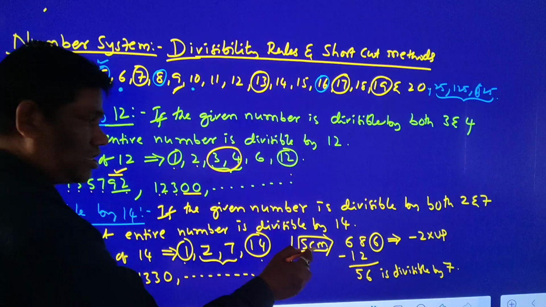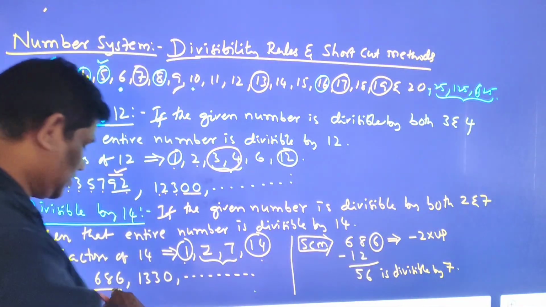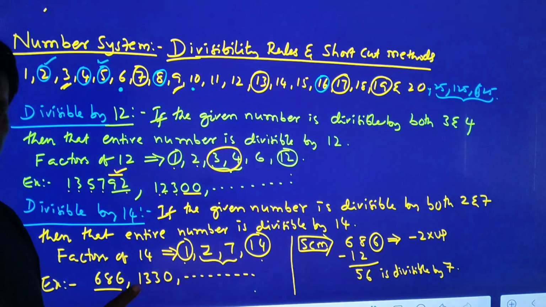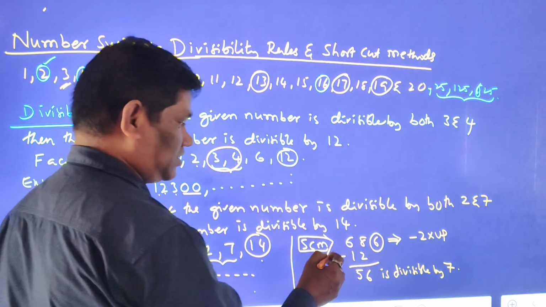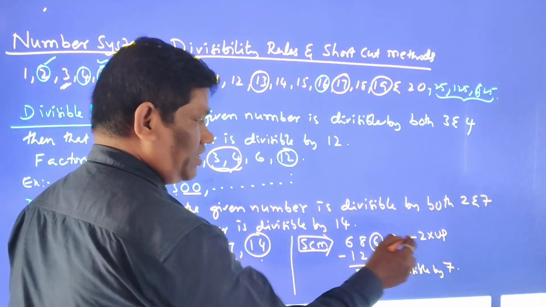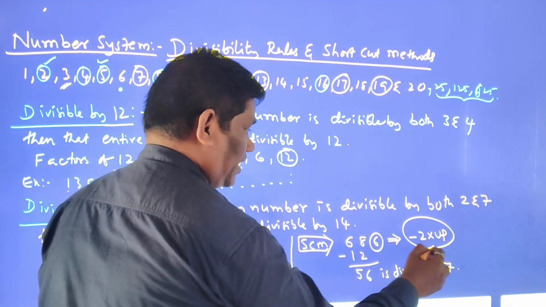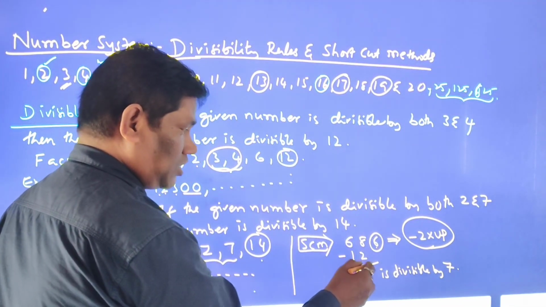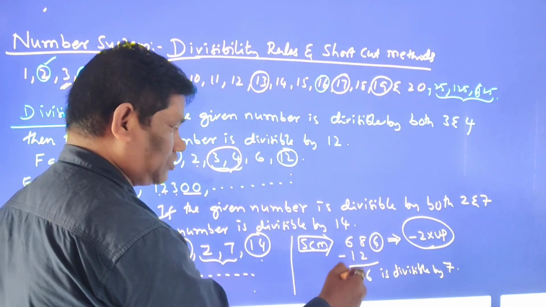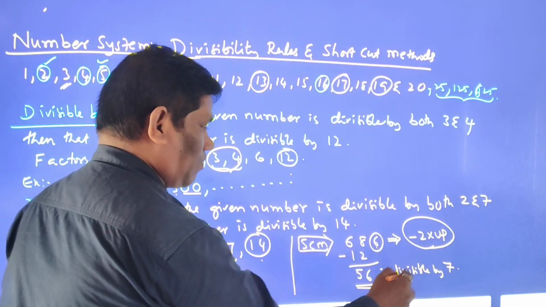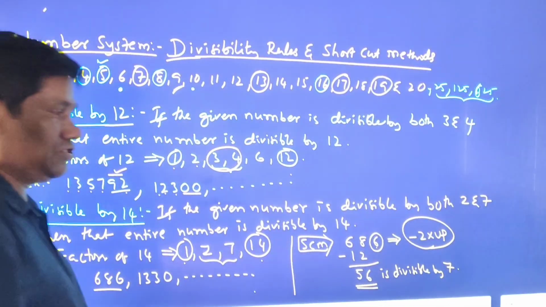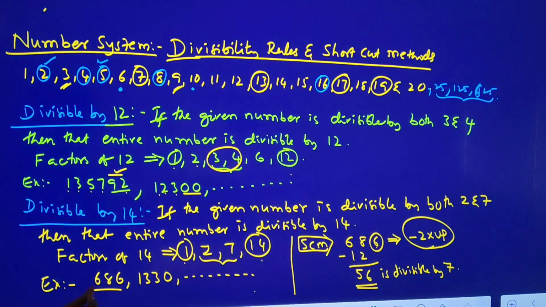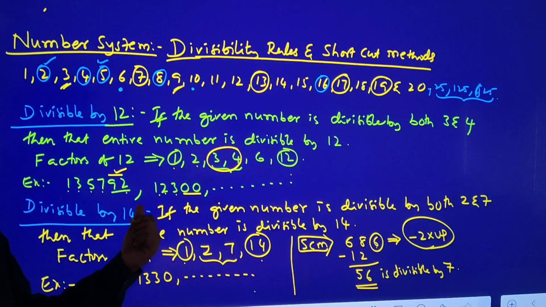So that is the shortcut method. First of all, I have to check whether it is even or not. Even. So that's why it is divisible by 2. Now we are going to discuss the shortcut method for 7. For 7, it is minus 2 times the units place. That is, the units place is 6. 6 2s are 12. Subtracting, 68 minus 12 is 56. 56 is a multiple of 7, that is, 56 is divisible by 7. So 686 is divisible by 14.